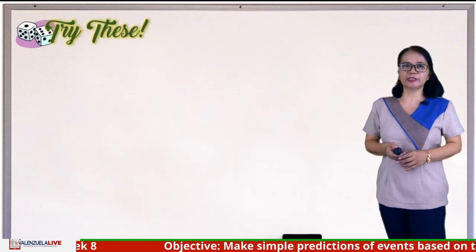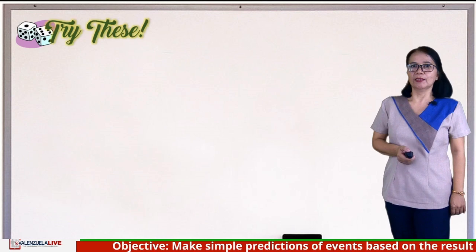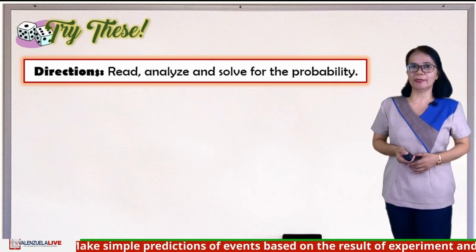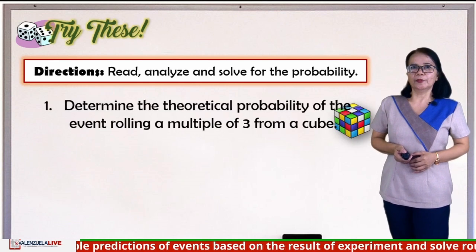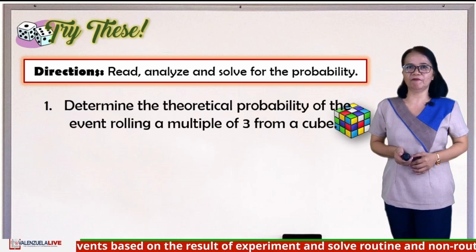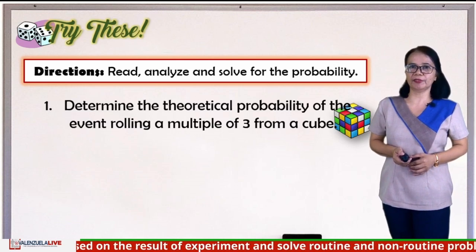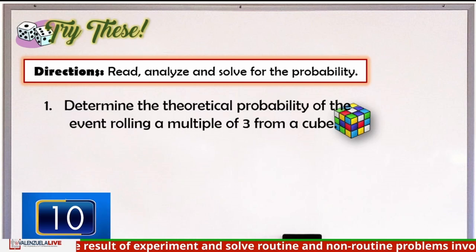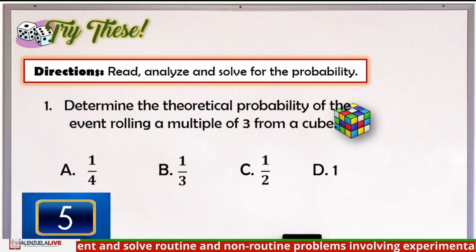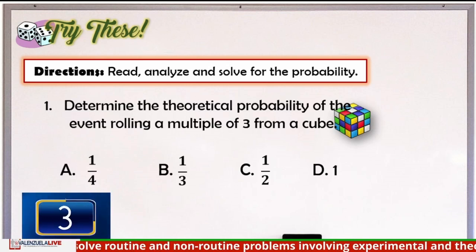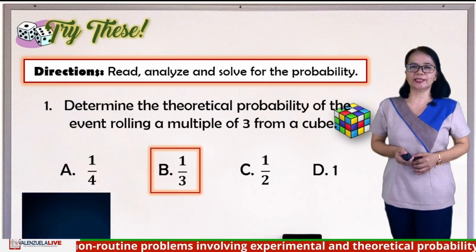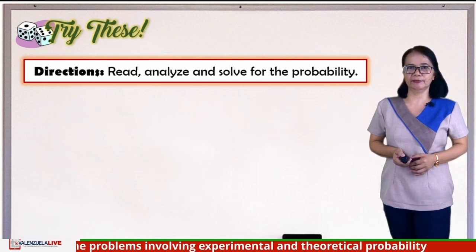Now, it's your turn to explore. Directions: read, analyze, and solve for the probability. For number 1, determine the theoretical probability of the event rolling a multiple of 3 from a cube. The correct answer is letter B, 1/3.